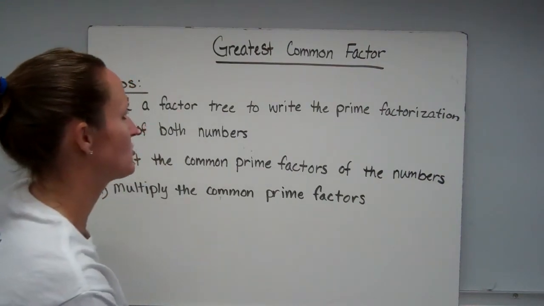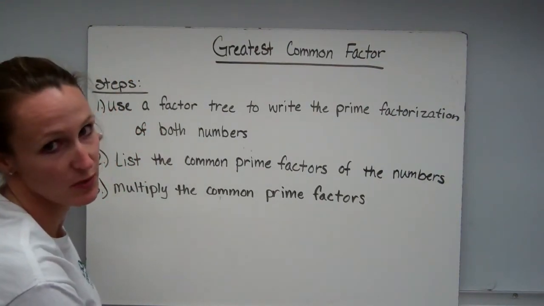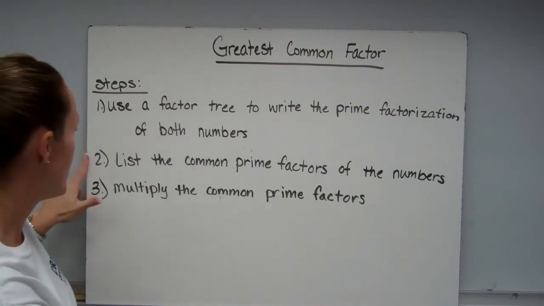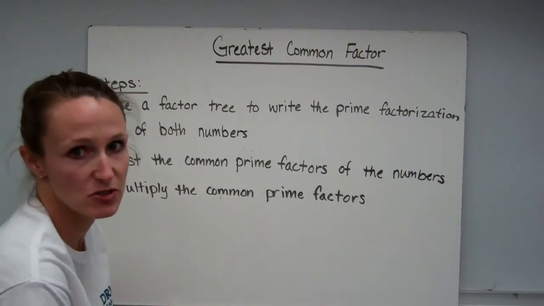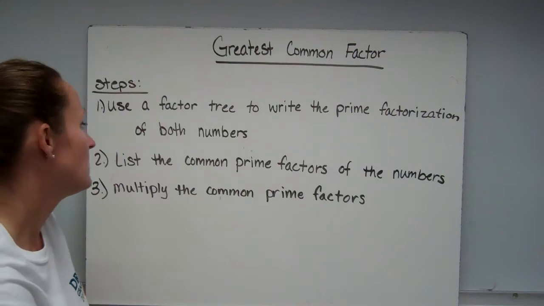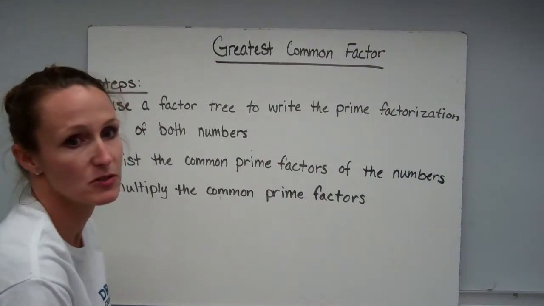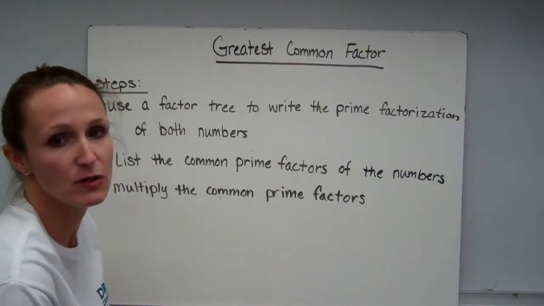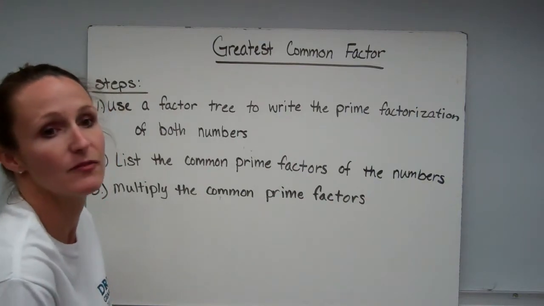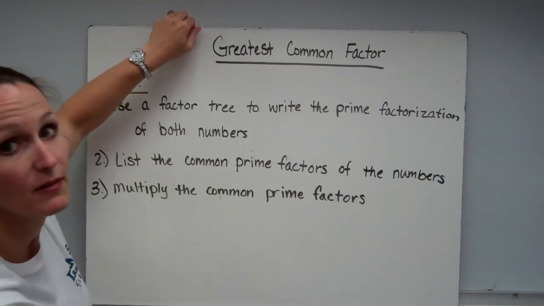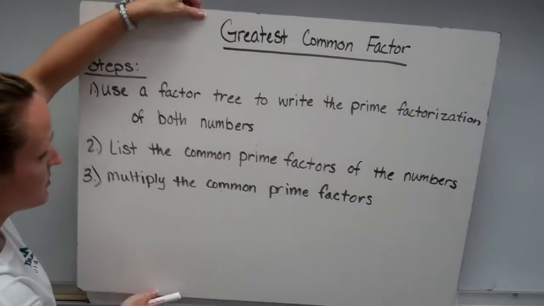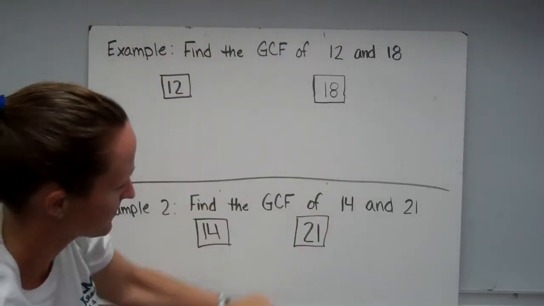First, use a factor tree to write the prime factorization of both numbers. Then, you want to list the common prime factors of the numbers. And then 3, multiply the common prime factors. Now there will be times when you can look at a number and not have to go through all these steps, but until then, we're going to follow these steps. So let's do a couple of examples.